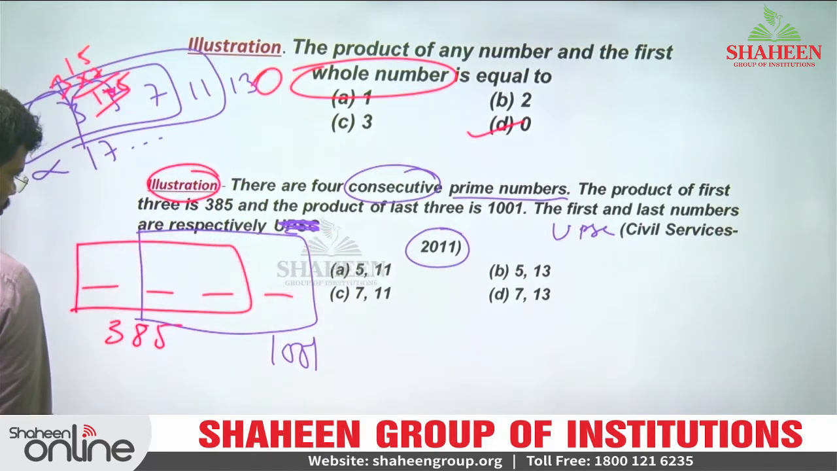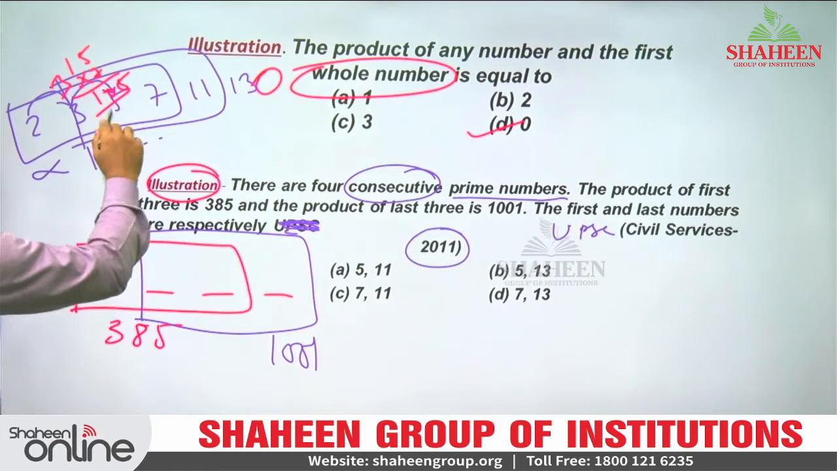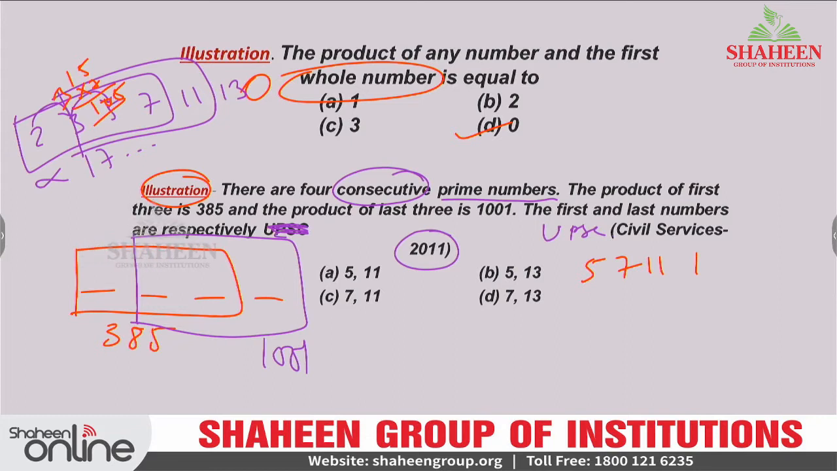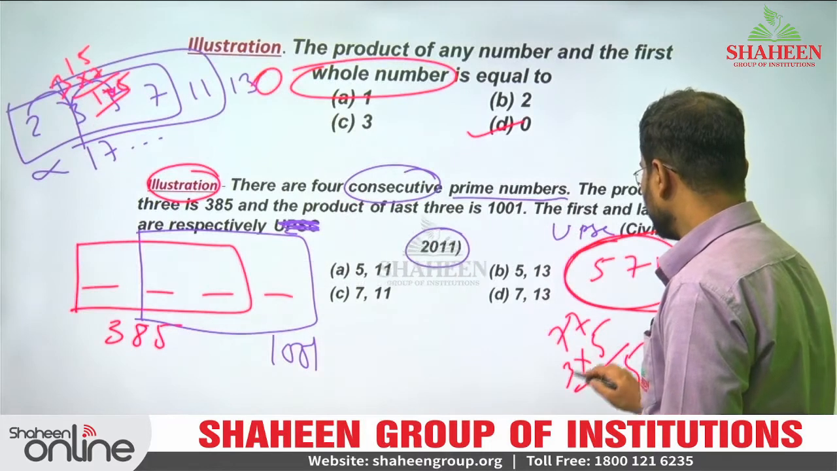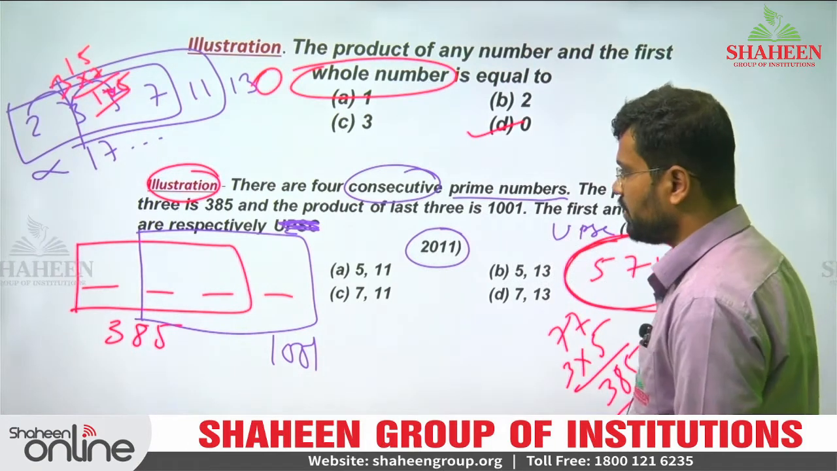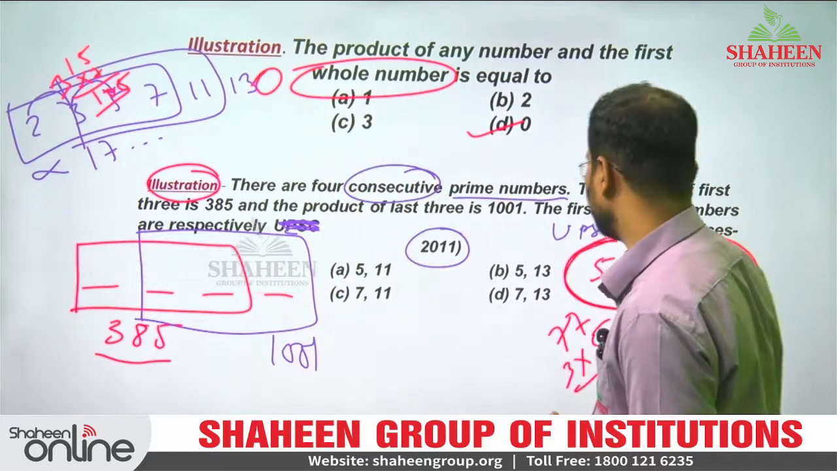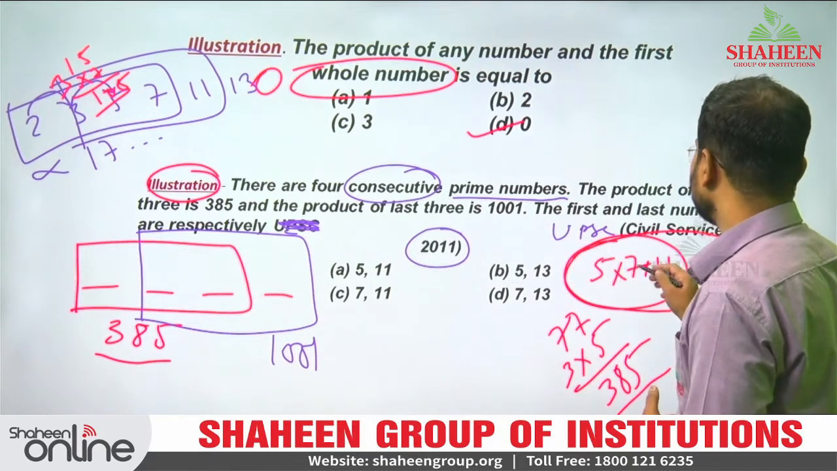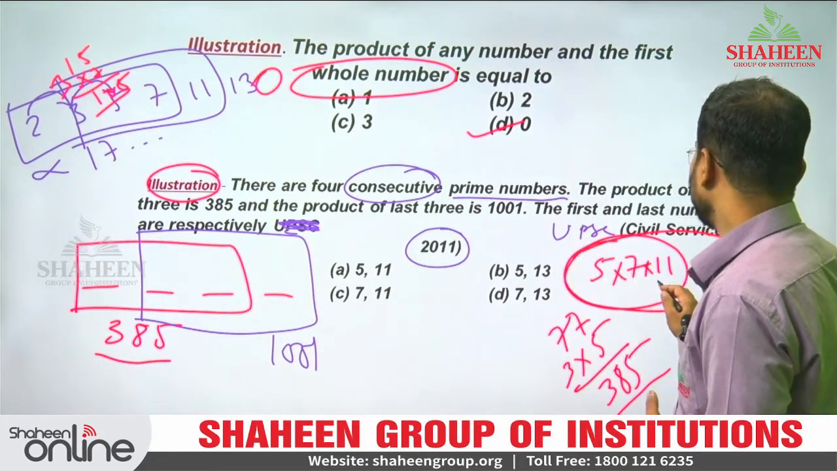So let us try with another: 5, 7, 11 and 13. Okay, so let us take first three. 11 into 7, 77 into 5. 5 into 7, 35. 385. Yes, the number is coming. So the product of the first three consecutive prime numbers is 385.